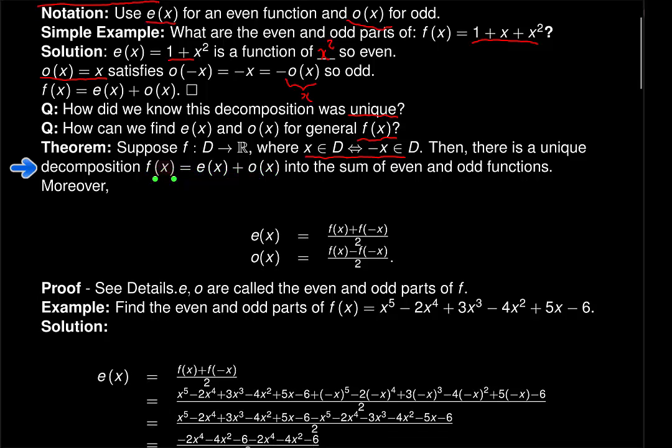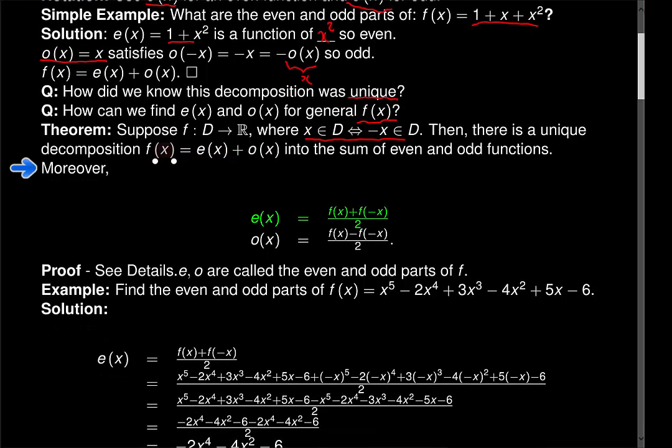Moreover, the value of e of x is equal to f of x plus f of minus x, over 2. And the value of the odd part is equal to f of x minus f of minus x, over 2. Okay, we're not going to get into this proof, but let's verify this little part here.